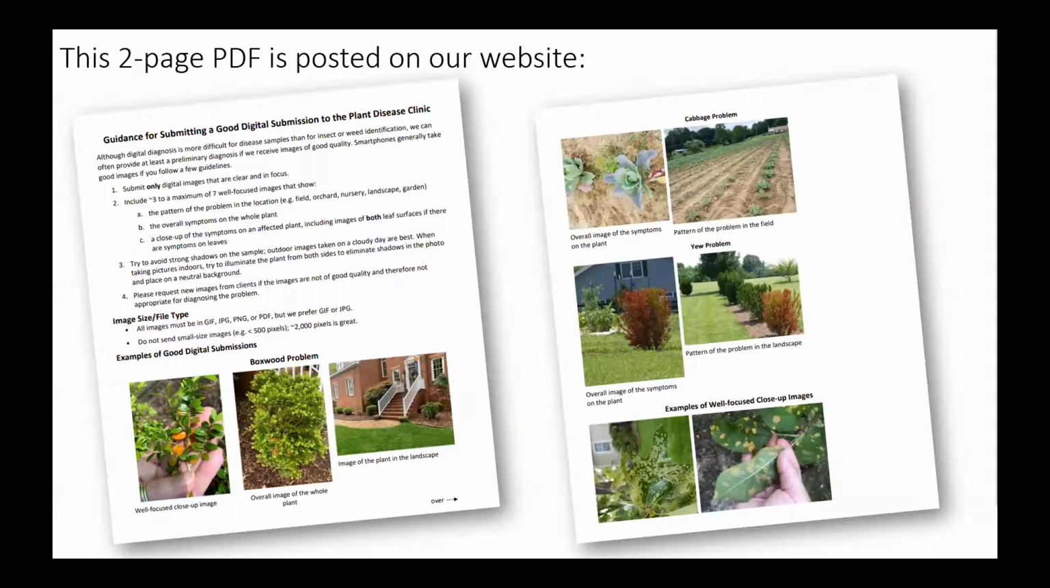For example, you'll see the boxwood down here on the first page, and you can see there's a good close-up of the boxwood, a picture of the whole plant, and then a really important picture of the problem in the whole landscape. And there are also some examples of well-focused close-up images.